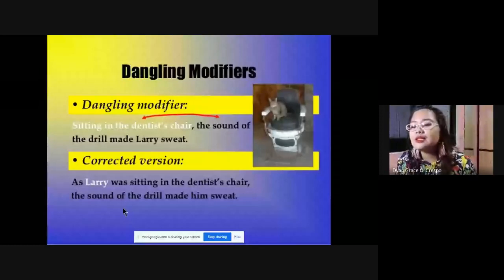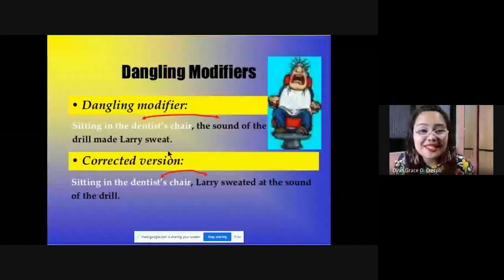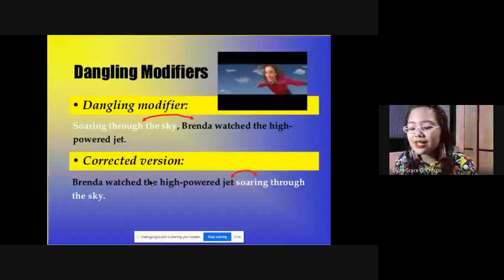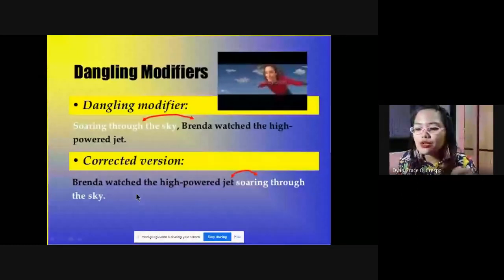Another one. Okay. Soaring through the sky, Brenda watched the high-powered jet. So imagine who is soaring. Sino ang lumilipad? Si Brenda ba? Of course not. It is the jet. So the correct version of this dangling modifier is Brenda watched the high-powered jet soaring through the sky. So now, as you can see, this modifier modifies the jet. Yung pala yung soaring in the sky. Hindi si Brenda.